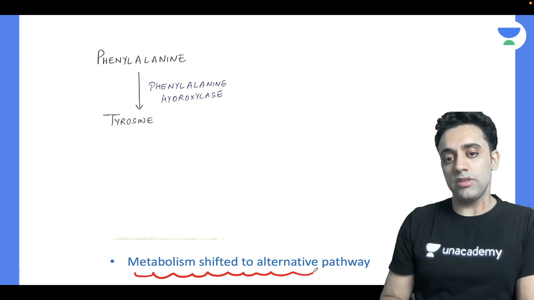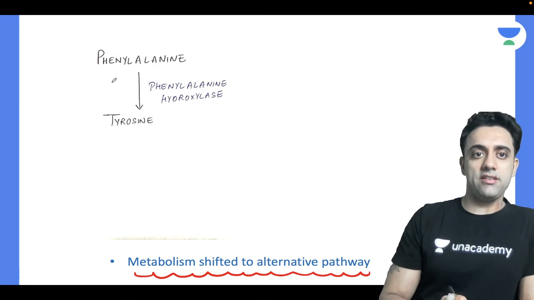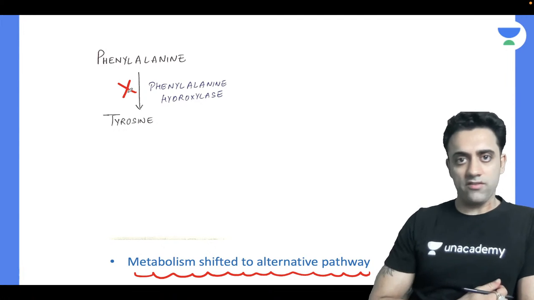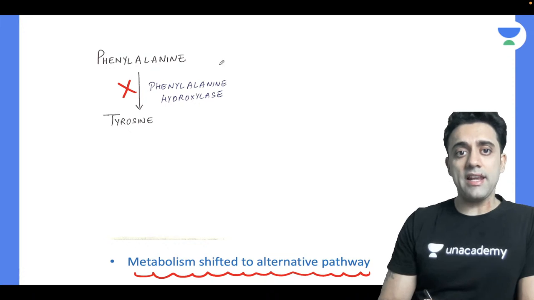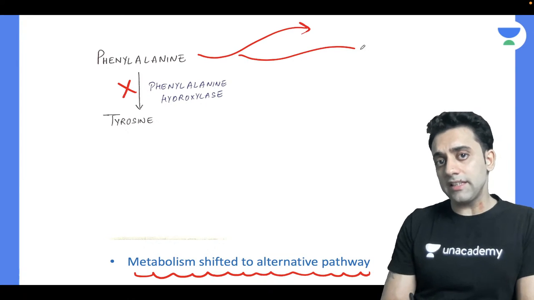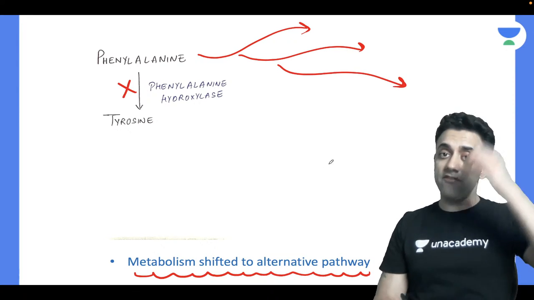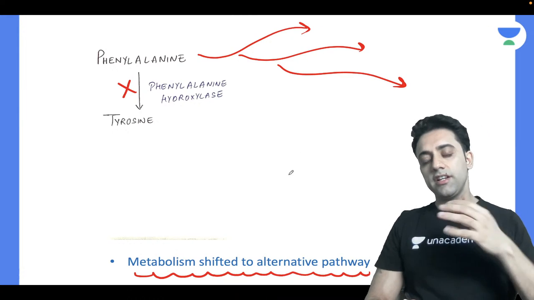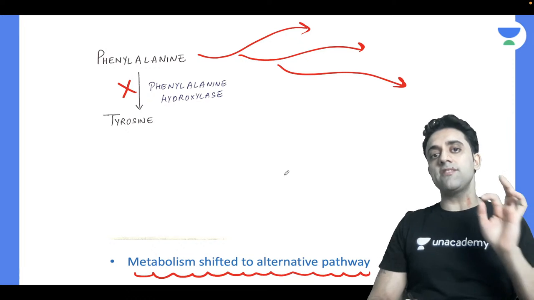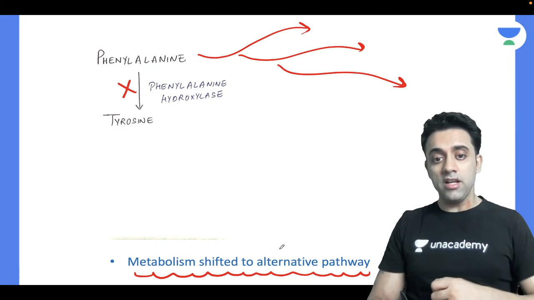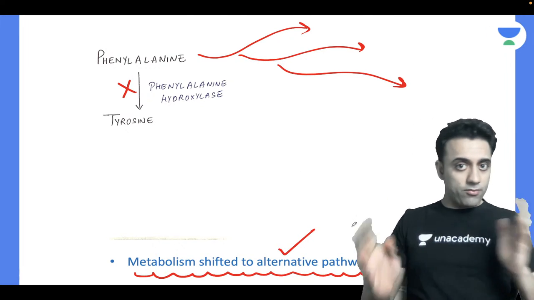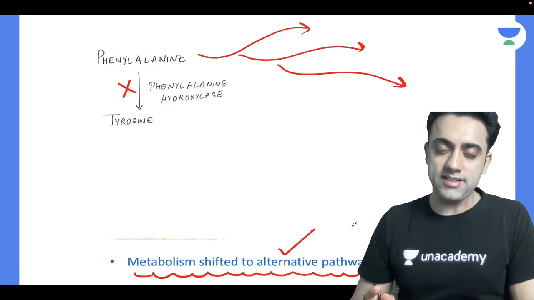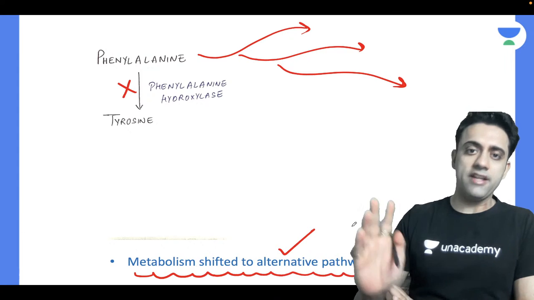The metabolism shifted to the alternate pathway. See, this metabolism is not working where the phenylalanine should get converted into tyrosine. Now phenylalanine will convert into various other metabolites which are harmful for the body. So the metabolism has shifted to the alternate pathway. Yes or no?